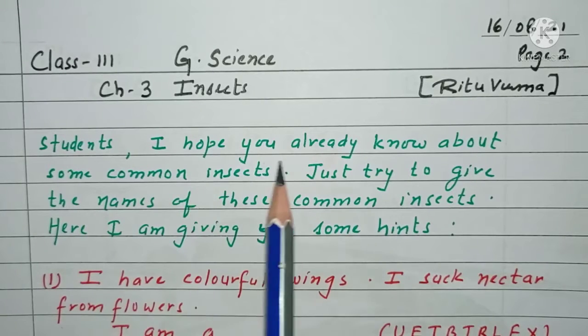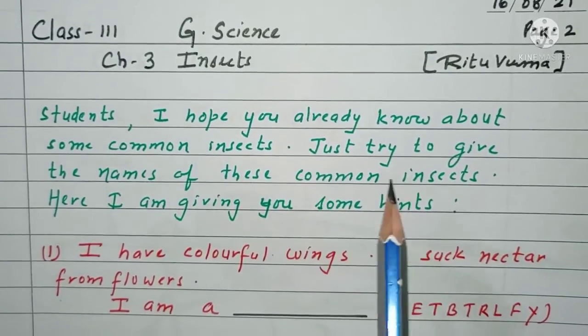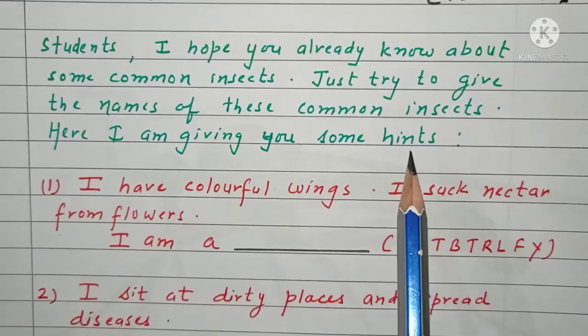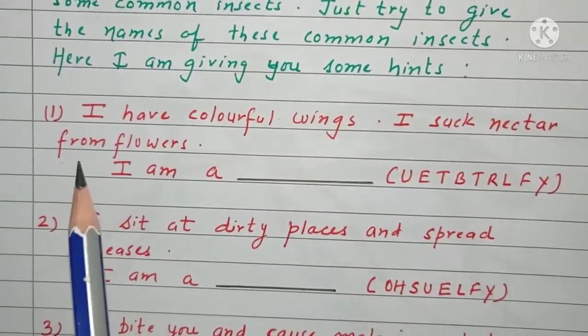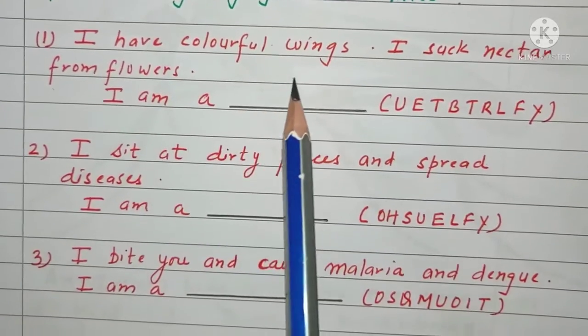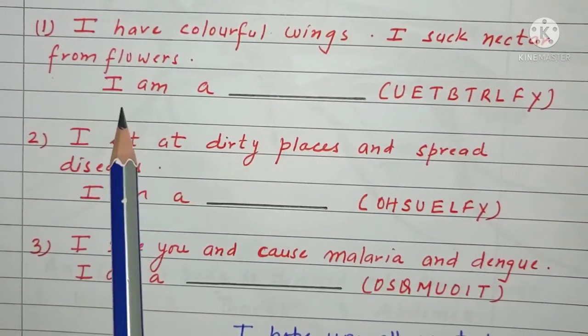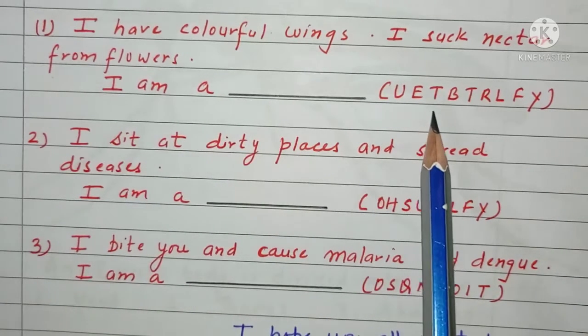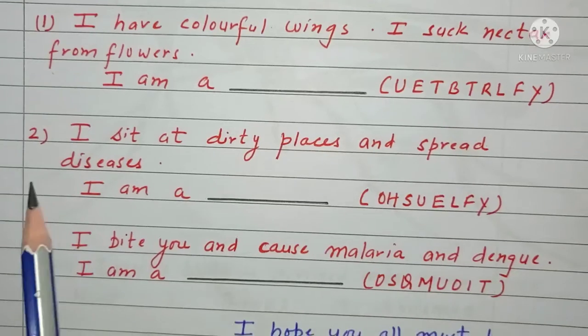Students, I hope you already know about some common insects. So just try to give the names of these common insects. So here I am giving you some hints also. So listen to it very carefully. Number 1: I have colorful wings. I suck nectar from flowers. Who am I? I am a dash. The hint is being given to you, and the word begins with B. So think and write.